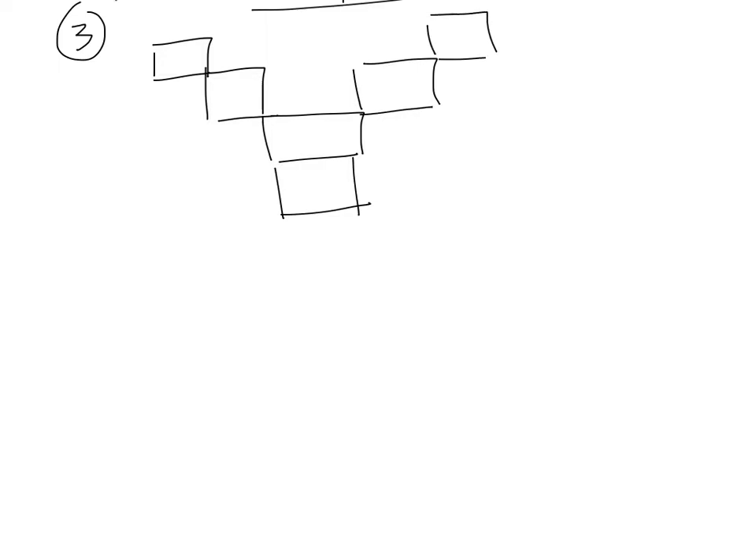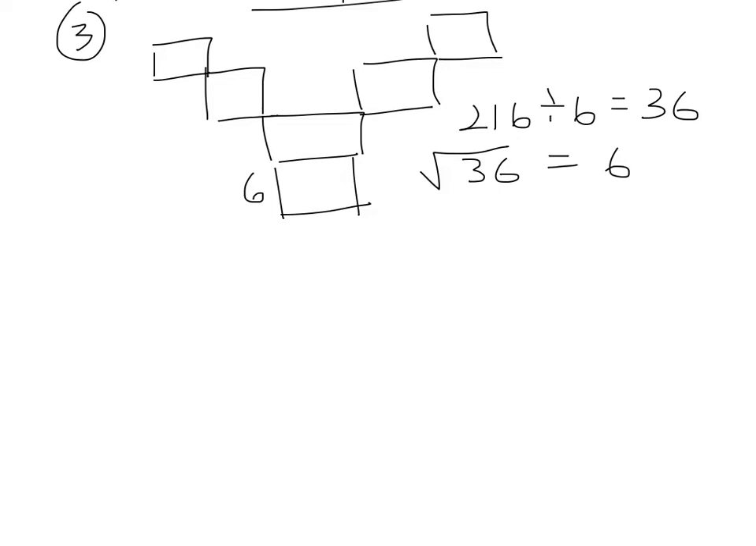The figure is made out of 6 identical squares. The area of the figure is 216. What is the perimeter? So altogether there are 1, 2, 3, 4, 5, 6 squares. So we have 216 divided by 6. That will give us 36. Square root of 36 is actually 6, which means this is 6 here.